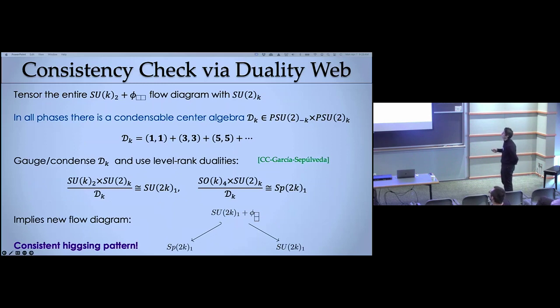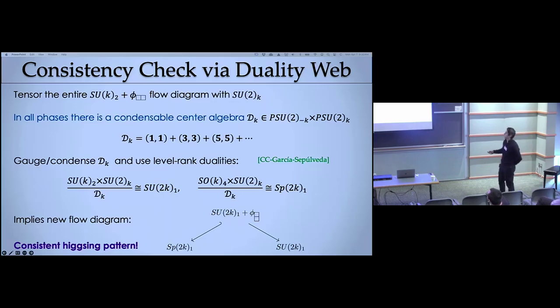Take this whole proposed SU(K) level 2 diagram, this flow diagram, and tensor it everywhere with a decoupled TQFT, SU(2) level K. Now, if this model that I was talking about has the symmetry that I said, then that means in all phases there will be a condensable center algebra inside this product. I'll call that D_K. It's the sum of these representations. This part is because secretly this model has that symmetry, and this part is because I tensored it with something decoupled.